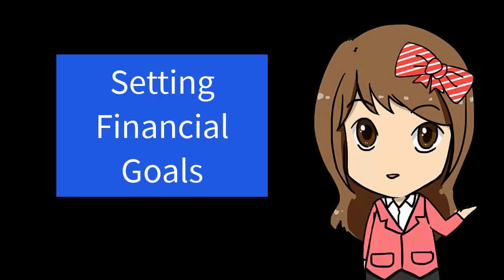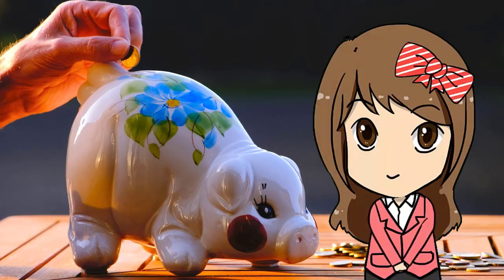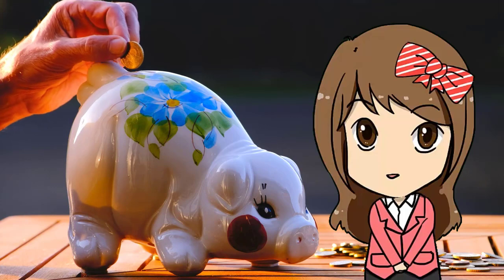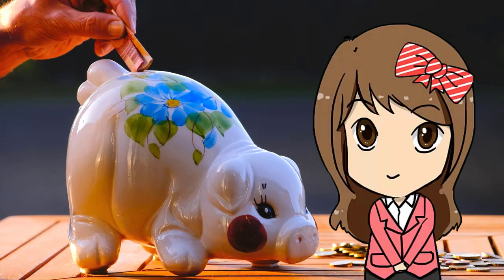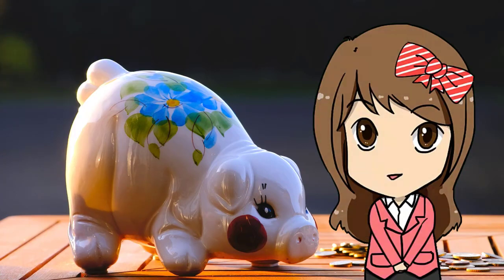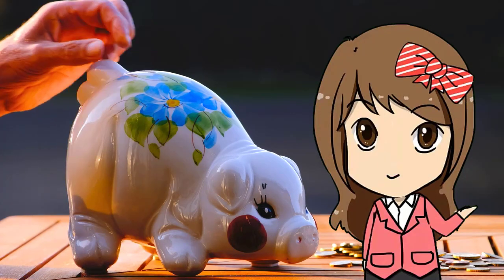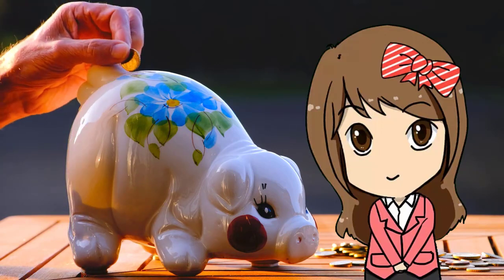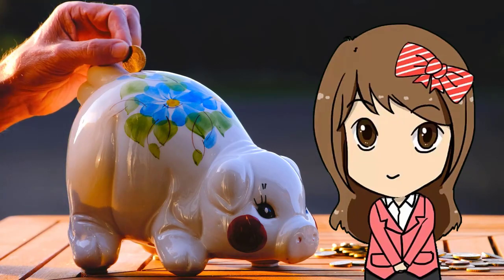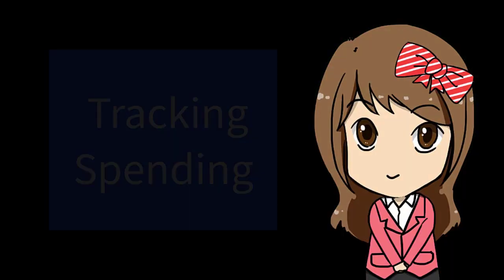Setting financial goals. Now that you have a clear understanding of your income and expenses, it's time to set financial goals. Think about what you want to achieve in the short term and long term. It could be saving for a down payment on a house, paying off debt, or building an emergency fund. Setting specific, measurable, achievable, relevant, and time-bound, SMART goals will help you stay focused and motivated throughout your budgeting journey.